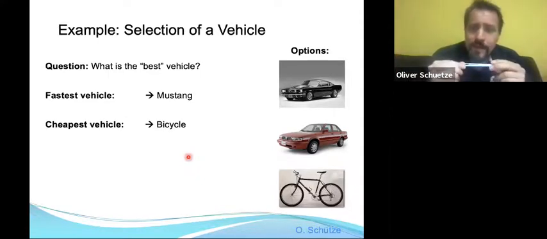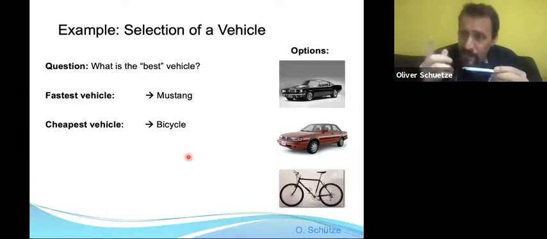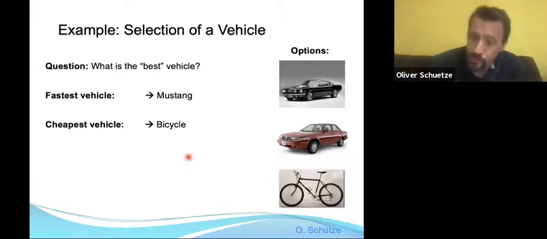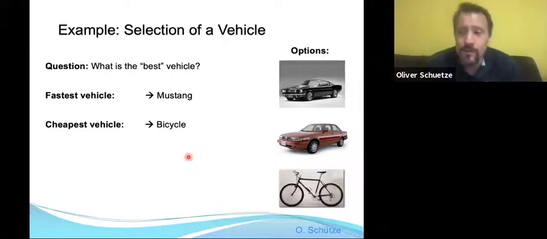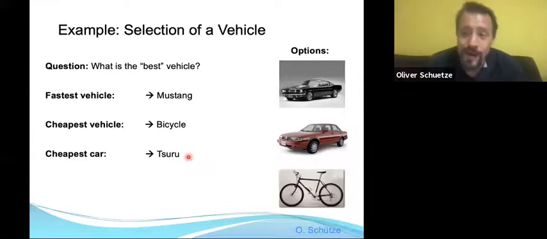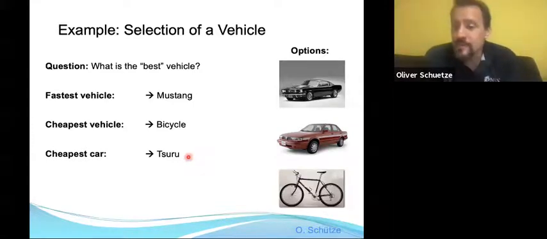Now, what about the cheapest vehicle? The cheapest vehicle out of these three is the bicycle, assuming that it's not a fancy bicycle and costs more than the Tsuru, right? So now I make the problem a bit harder. Oh no, sorry, I still have another one. What about the cheapest car? Maybe then the Tsuru is the winner. The cheapest car is also something we have in optimization, and this is constrained. So I can say I would like to have the cheapest vehicle with a constraint that I have a roof, because it rains in Mexico, right? And then here, the only winner is the Tsuru.